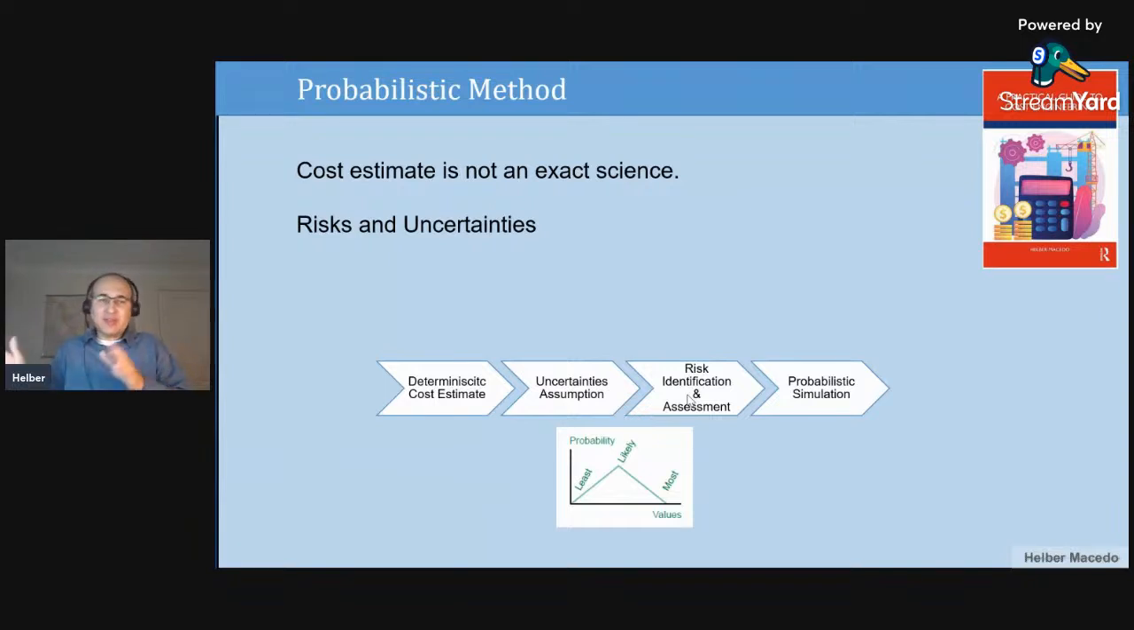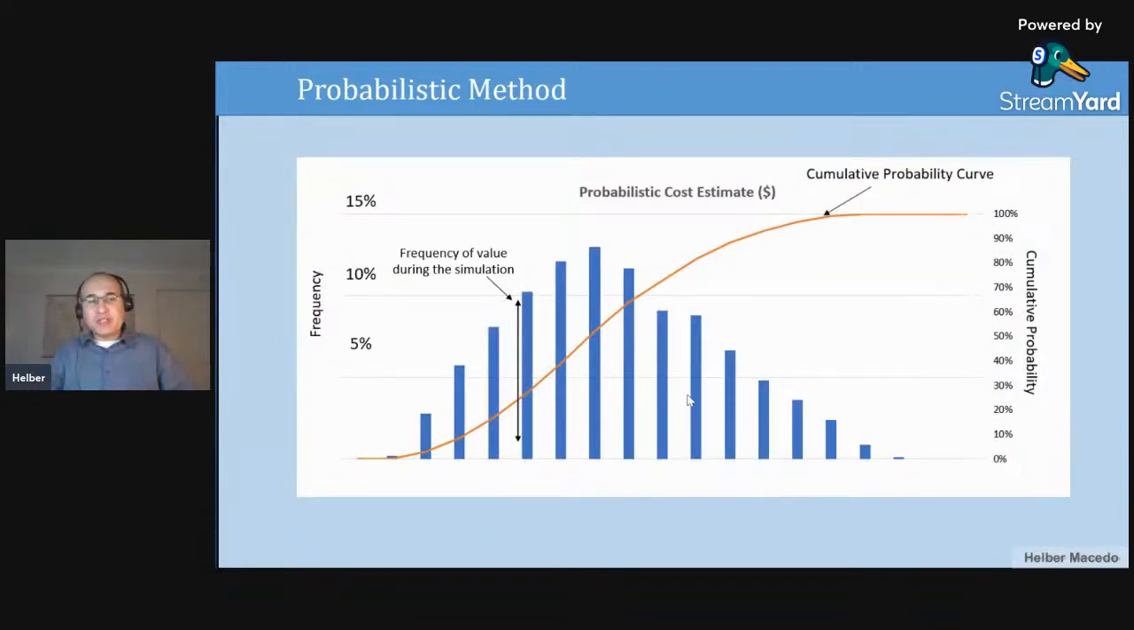Like I said, in the tool that comes with the book, you will see examples of this as well. Here is one picture, one example that you find in the book. You run your simulations, and this is the result of all your simulations. Each of these columns is the histogram of possible values that you can have in your project. And this orange curve is the cumulative probability curve. What is it? It adds up all the possible results until I reach 100%.